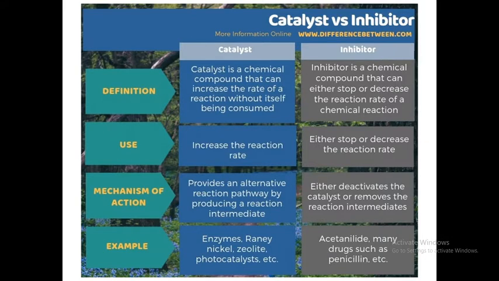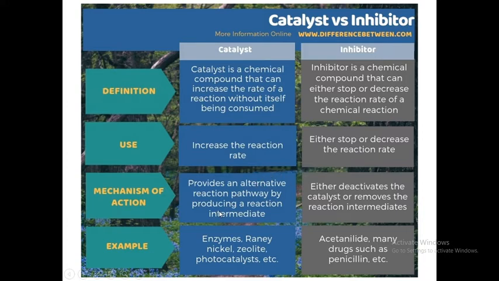In this slide, we differentiate between the catalyst and inhibitors. The definition of the catalyst is a chemical compound that increases the rate of reaction without being consumed. An inhibitor is a chemical compound that stops or decreases the rate of reaction. The catalyst is used to increase the rate of reaction. Inhibitors are used to stop or decrease the rate of reaction.